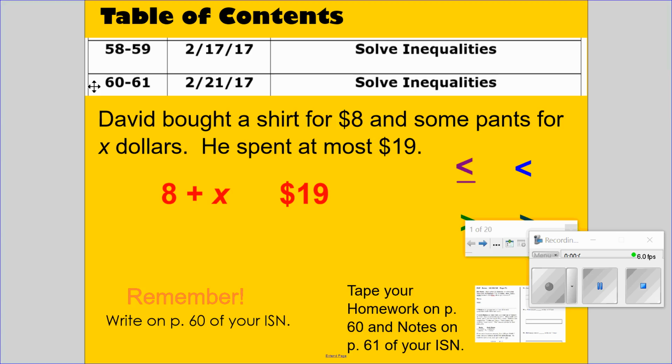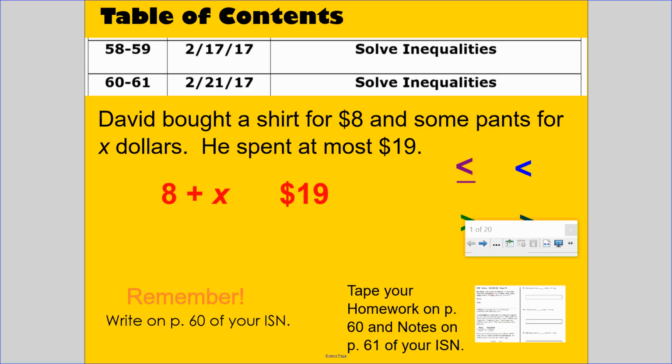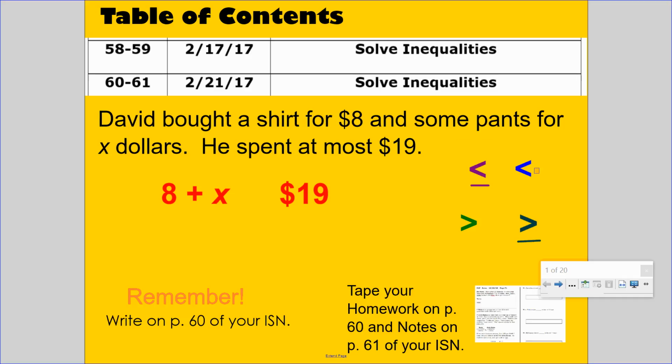This lesson is over how to solve inequalities. David bought a shirt for $8 and some pants for x dollars. He spent at most $19. Which inequality would you use from these options? Less than or equal to, less than, greater than, or greater than or equal to. So which one would you use?